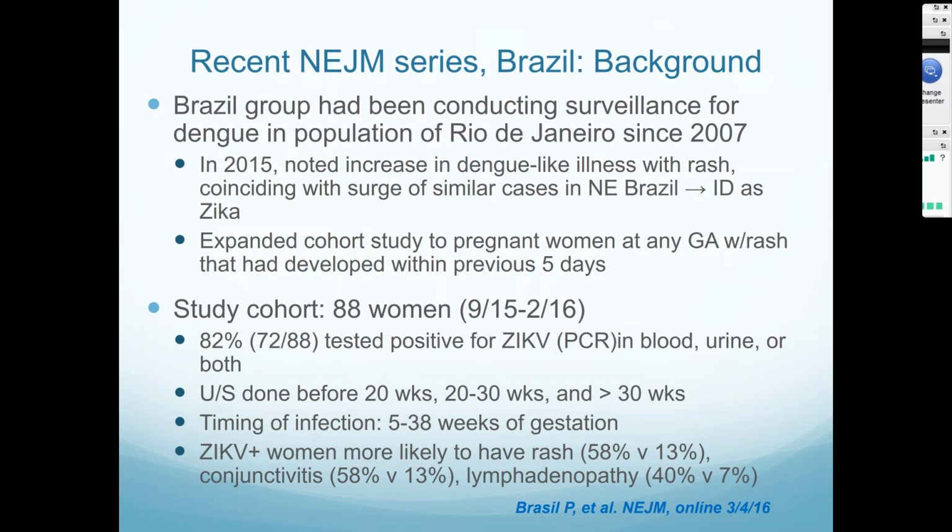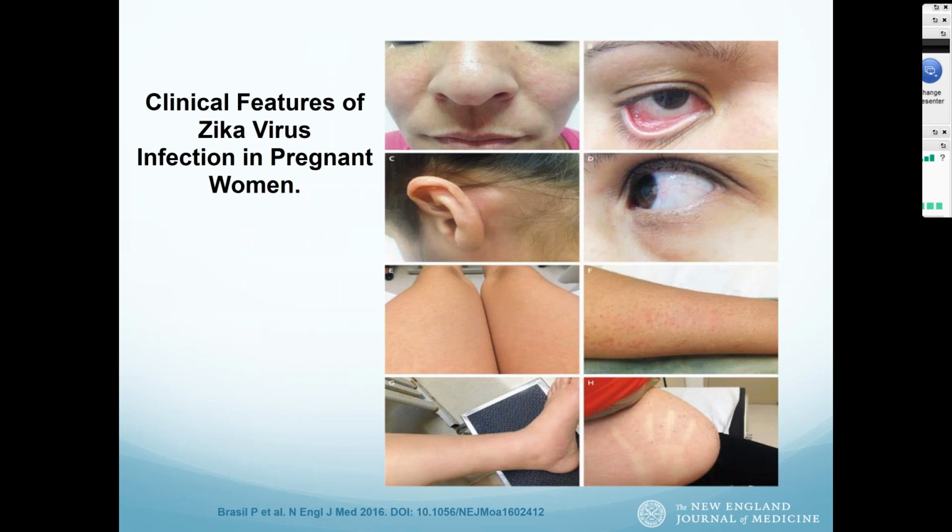A Brazil group has been conducting surveillance for dengue in populations of Rio for many, many years. And indeed, in 2015, it was noted that there was an increase in dengue-like illness with a rash, coinciding with a similar surge in cases in northeast Brazil, and finally these were identified as Zika. All of these Sherlock Holmes approaches have identified that it is more likely that women who are symptomatic will have babies that are infected, but it doesn't mean that the others will not, but very clearly those are the ones we most worry about.